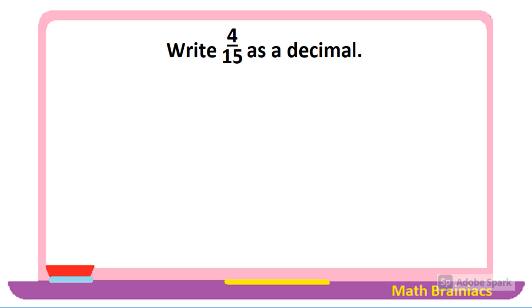Write 4/15 as a decimal. We are going to divide the fraction so that we can find the decimal number. Accordingly, 4 divided by 15 will give us 0 because there is no 15 in 4. So, 0 times 15 will give us 0. And 4 minus 0 will give us 4. We can add 0 on 4 and we can bring down the 0 so that it will become 40. We can place a decimal point after 0.